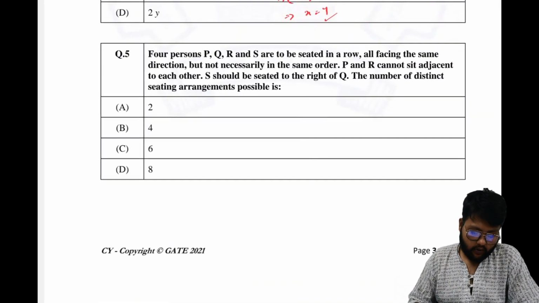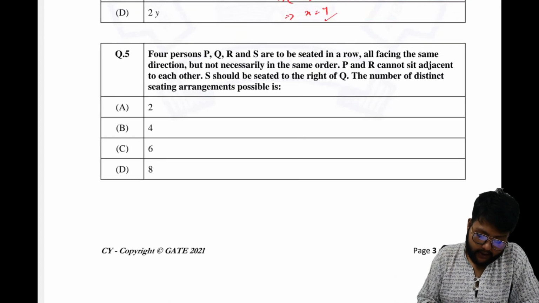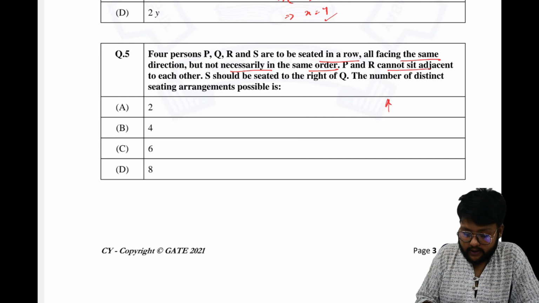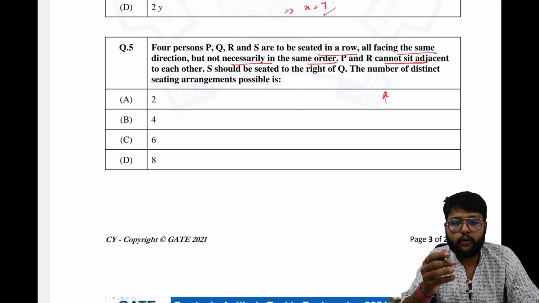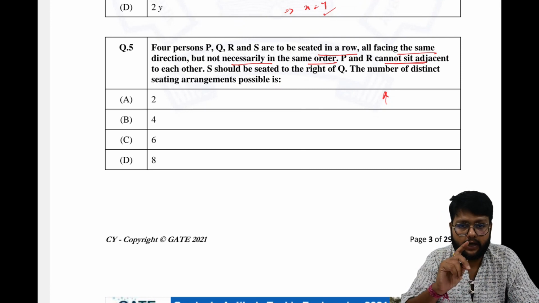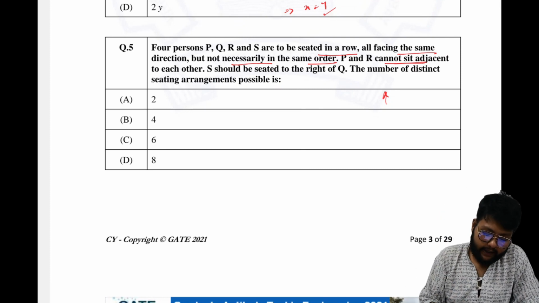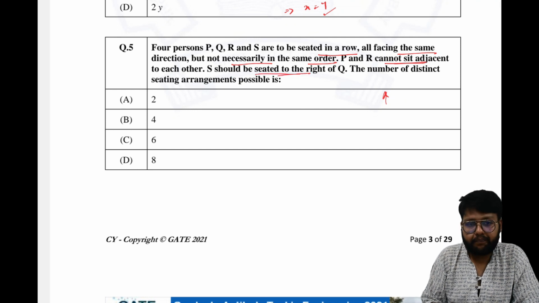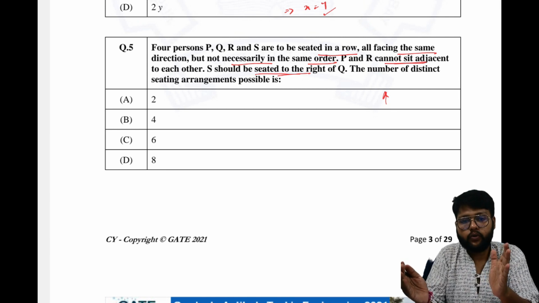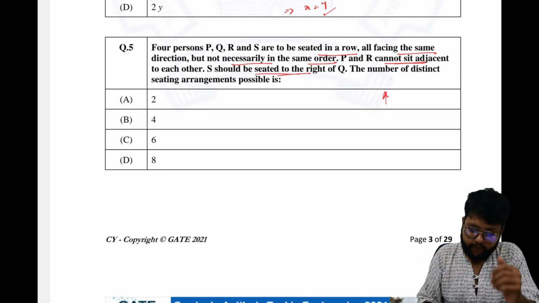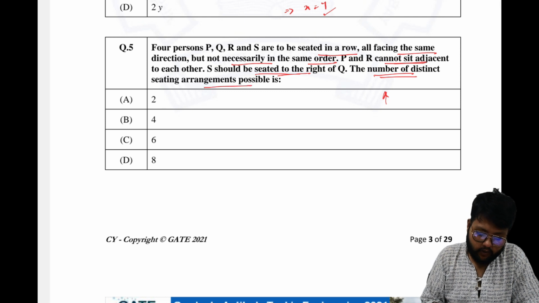Okay, our next question is that 4 persons P, Q, R, S are to be seated in a row, all facing in the same direction, but not necessarily in the same order. P and R cannot sit adjacent. It means in between P and R there will always be another person, and S should be seated right to Q. If it is Q, then right of Q, S will be there. And the number of distinct sitting arrangements that are possible.